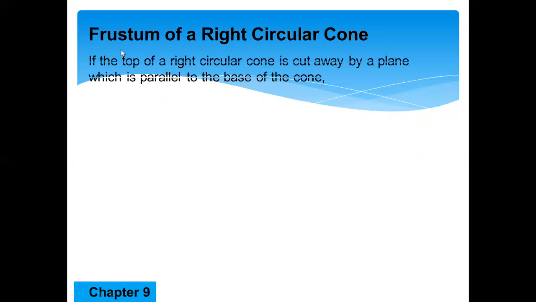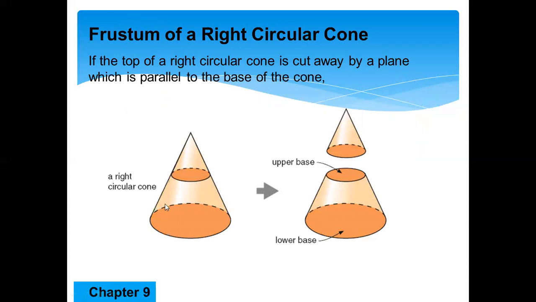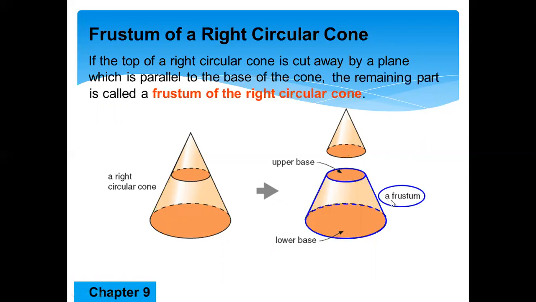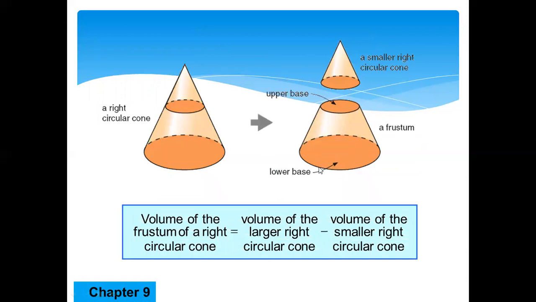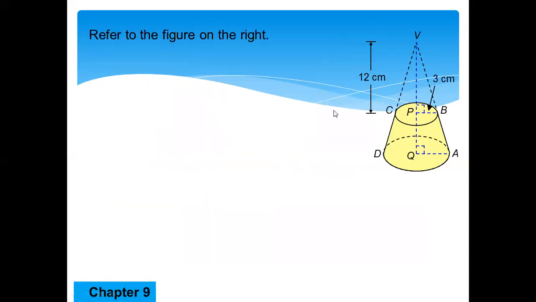Last lesson we learned frustum. How come a frustum? It is from a bigger, larger cone cut away along a plane which is parallel to the base. Then the lower part is called a frustum. And the upper part, of course, is still a cone, but a smaller cone. So if we want to find the volume of this frustum, it's the volume of the larger cone minus the volume of the smaller cone. Let's try.